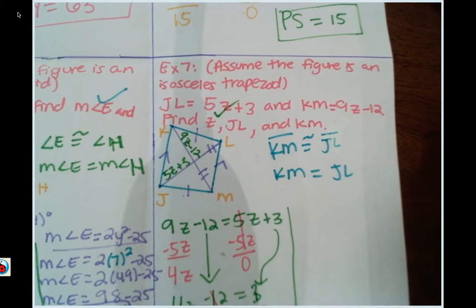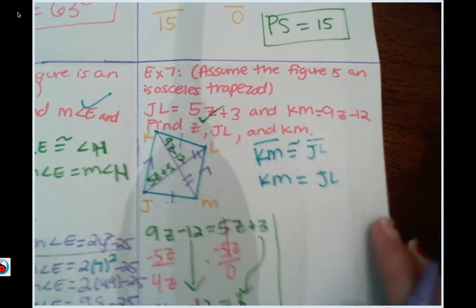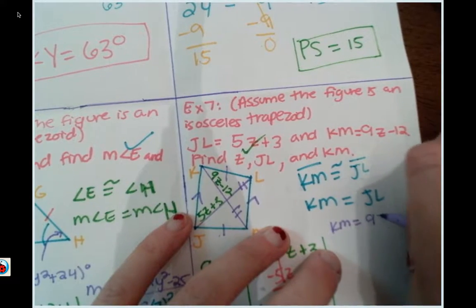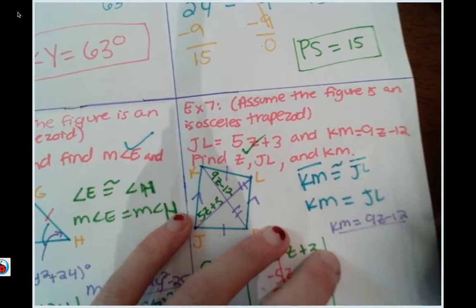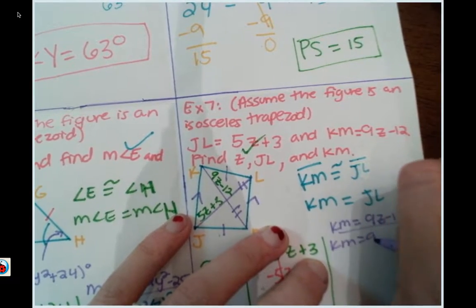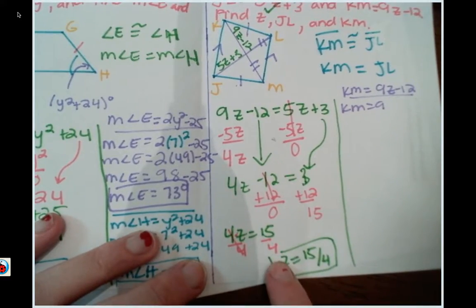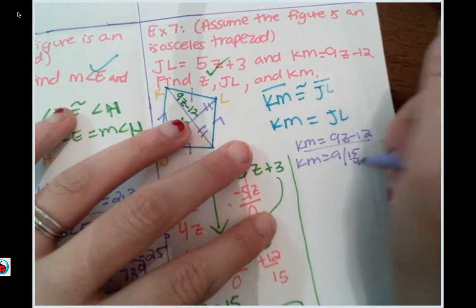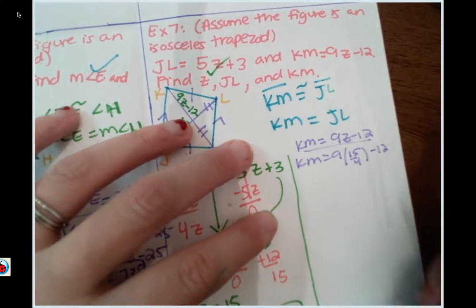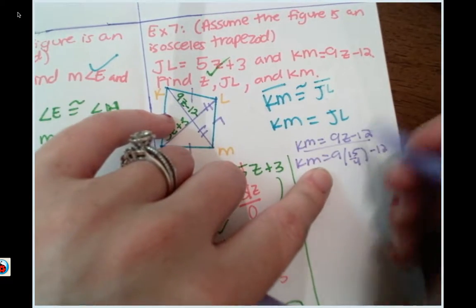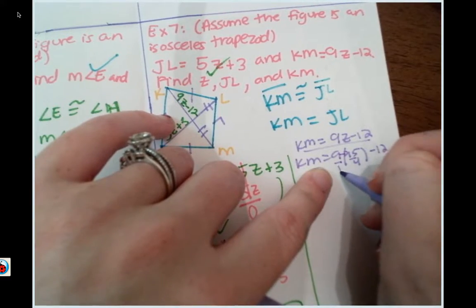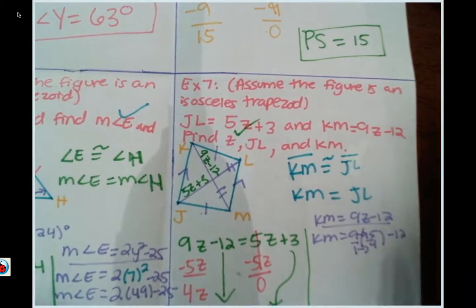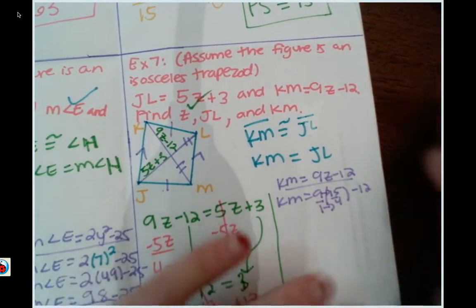So I'm going to start with my KM, which equals 9z minus 12. So KM equals 9 times my z value, which is 15 over 4, so times 15 over 4 minus 12. Alright, which remember you guys, with fractions, we go straight across when we multiply, and the 9 is secretly over a 1. So 9 times 15, well, I don't know that off the top of my head, so I'm going to have to do some scratch work.